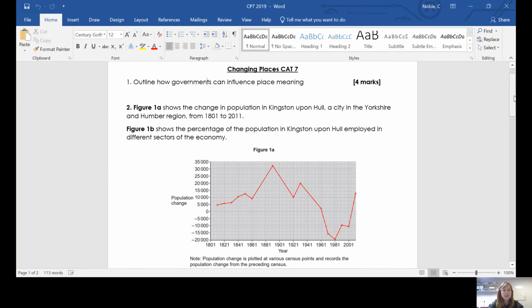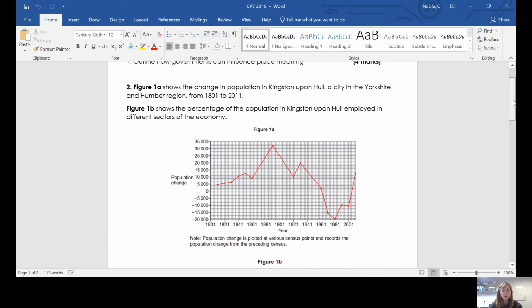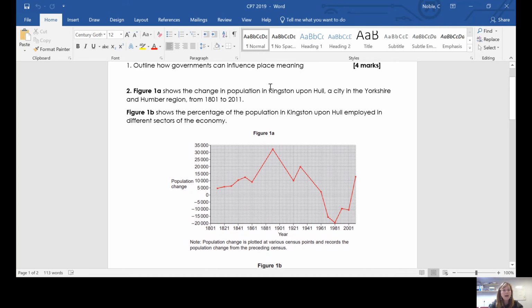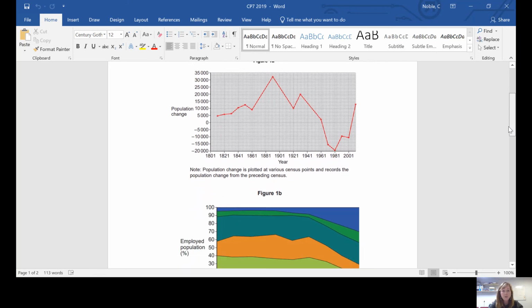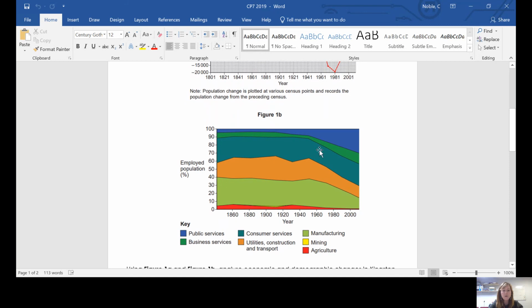The second question is asking you to look at two figures, 1A and 1B. They're both in relation to Kingston upon Hull, which is a city within Yorkshire and Humber. The first figure, 1A, shows the change in population from the 1800s right through to 2000 and beyond. And then figure 1B shows the percentage of people that are employed within different types of industry.